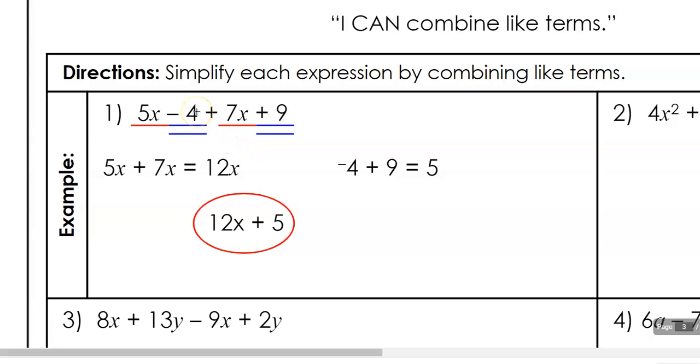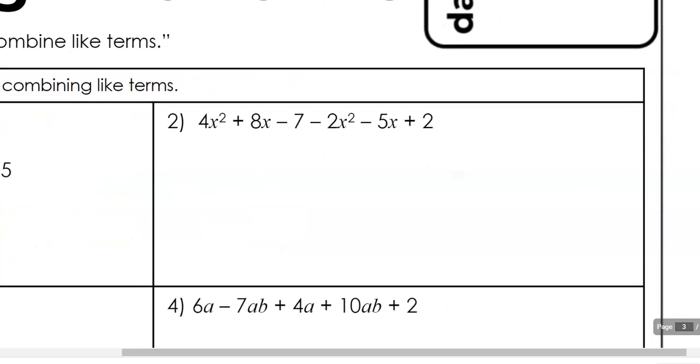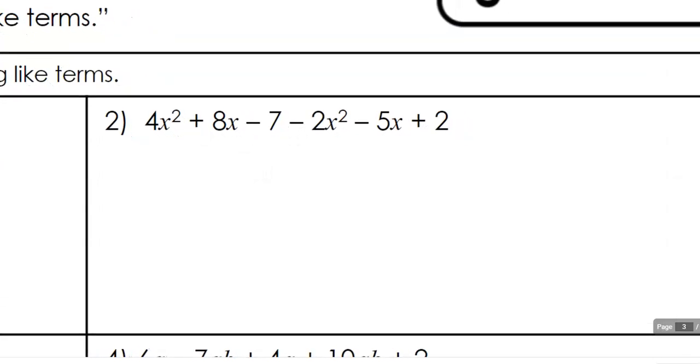And then they combine the constants. Constants are numbers that do not have variables attached. Okay, they are like terms. So you can combine the -4 with the +9, and out to the side that gives you 5. So your expression is going to be 12x plus 5. And we can't combine these terms because again, these are not like terms. So this is going to be your answer there. So let's look at problem number 2. Okay? Remember, we're combining like terms.